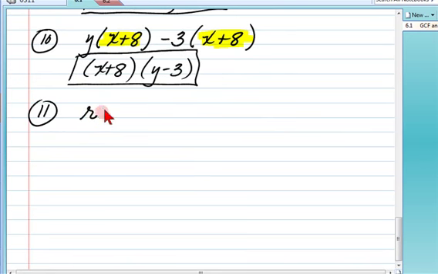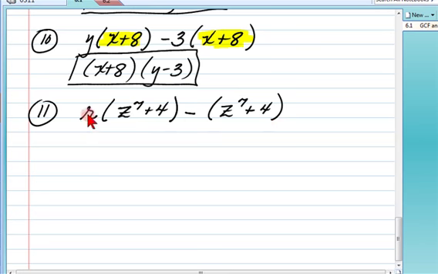One more. Let's suppose I have r(z to the 7th plus 4) minus (z to the 7th plus 4). And by the way, when I write z's, I cross them so you won't think that they're 2's. Excuse me, what letter is that? This is an R. You'll kind of get used to my writing.